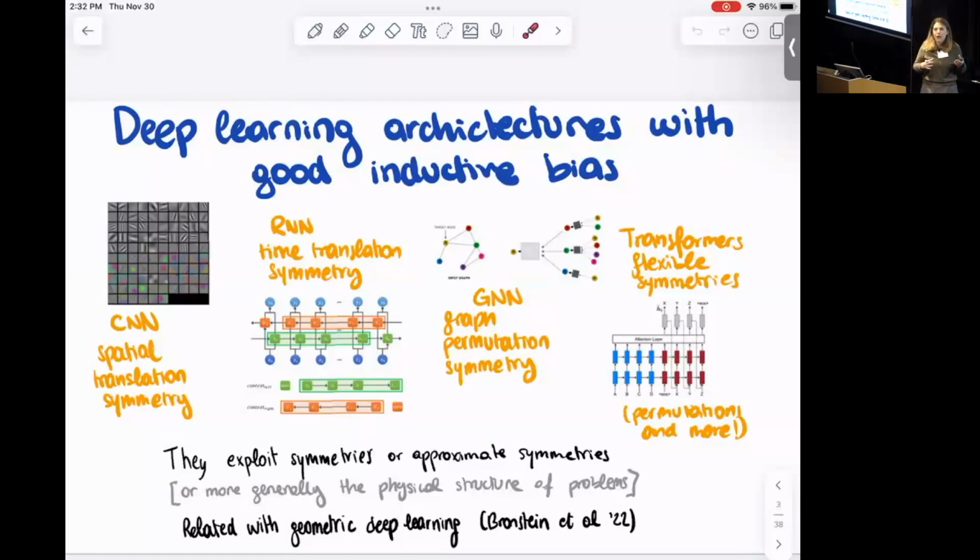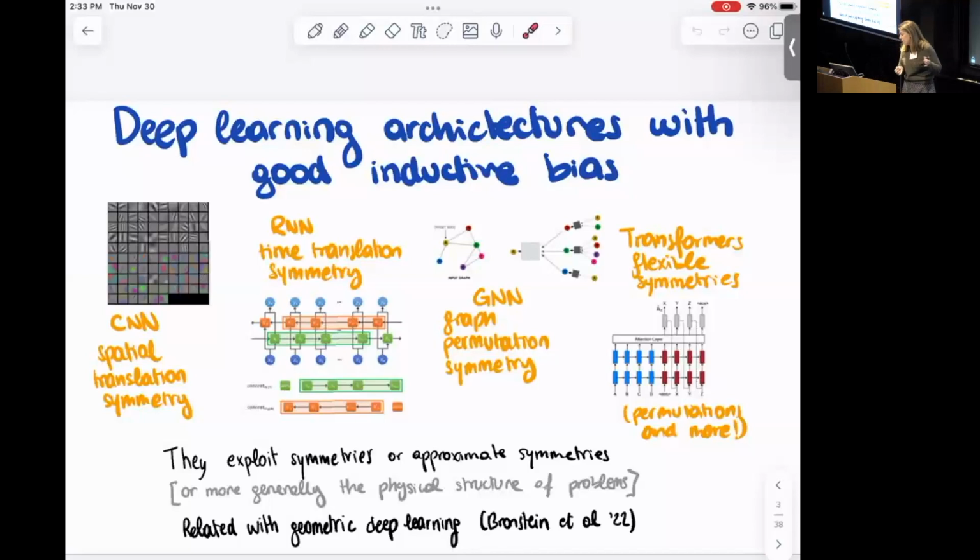And most of the time, these models obey certain symmetries. For instance, convolutional neural networks are translation equivariant. Recurrent neural networks use some form of time translation symmetry in text, and graph neural networks are designed so they satisfy some form of permutation symmetry, and I'm going to talk more about that. And transformers are also designed to be very flexible and also implement many symmetries. For instance, they're permutation equivariant if you don't consider position encodings.